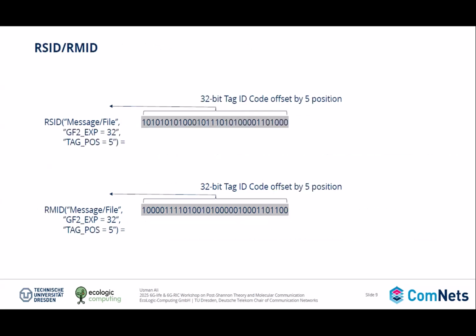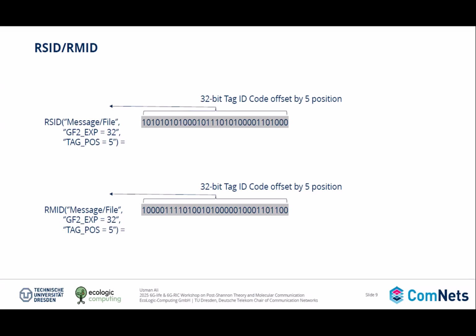Then I'll also present some other ID codes that were published before, like Reed-Solomon ID codes and the Reed-Muller ID codes. And they also work in a similar way. But there you take into account this additional information, which is the tag position. Let's assume we hard-coded it to 5, but it could be randomly selected, using some kind of common randomness or so on.